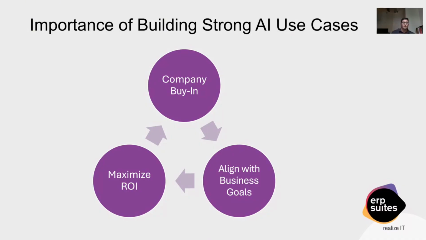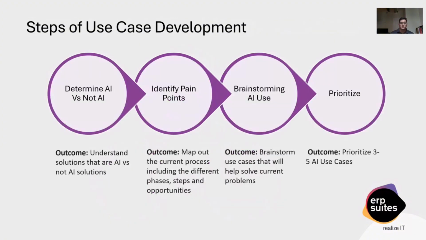So moving forward, I've listed out the steps of use case development, and these are the four we're going to really focus on today. First, determining AI versus what is not AI, right? Understanding which solutions are in fact AI versus which might just be automation solutions, or other solutions in your business. That's a key factor when looking into use case development.